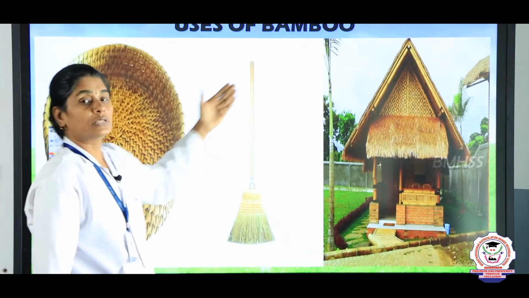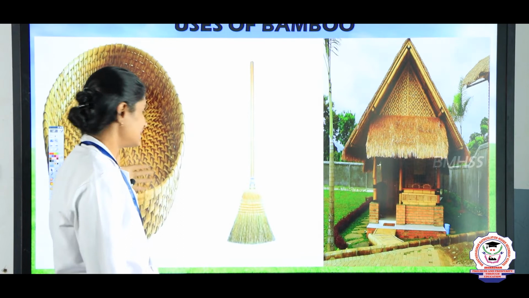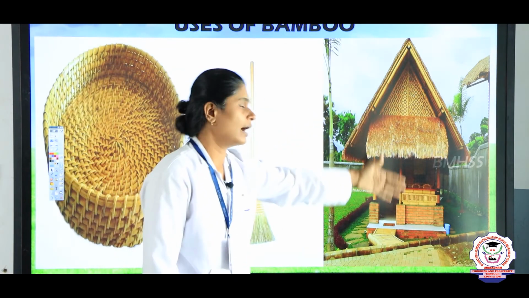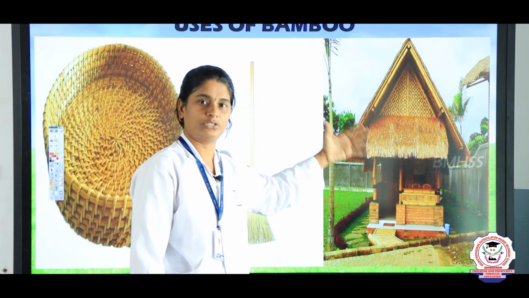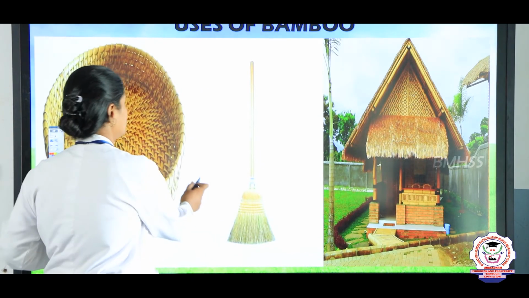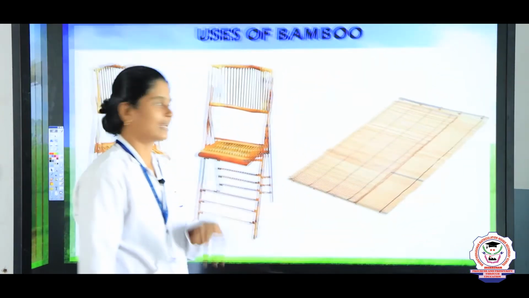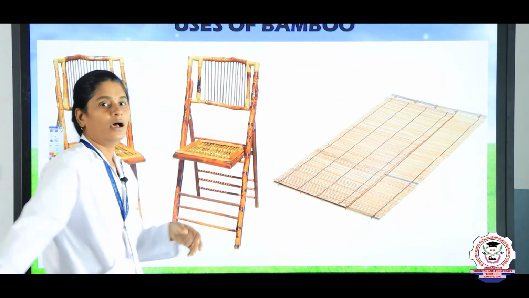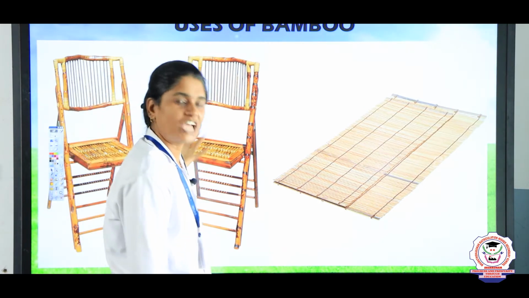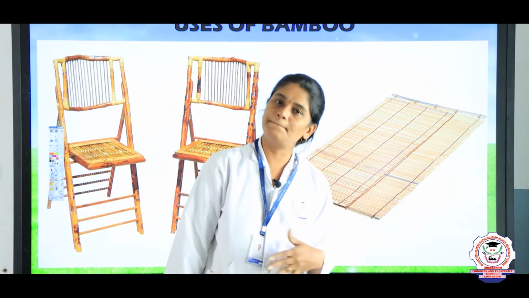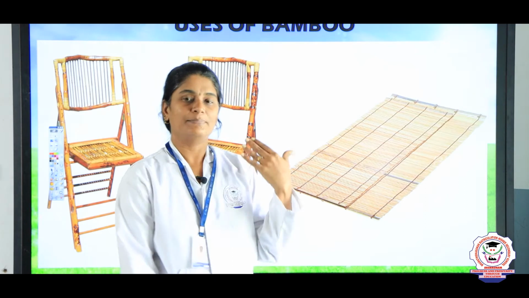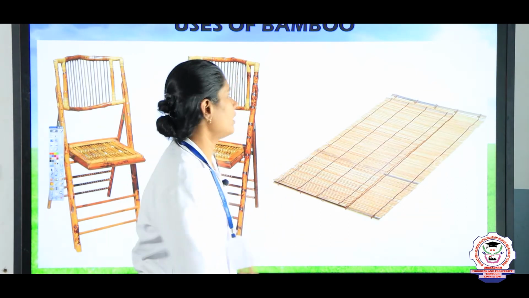So we use bamboo to make baskets, broomsticks, huts. We can build huts using bamboo because bamboo is very strong, but it comes under the grass family. And also we can make chairs and mats using the bamboo tree, that is bamboo grass family.